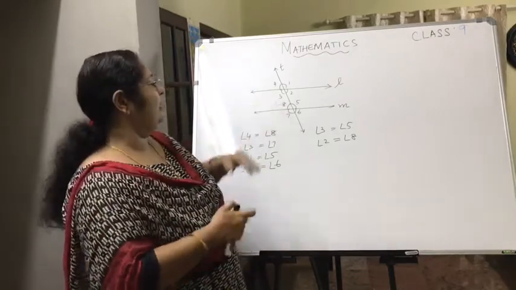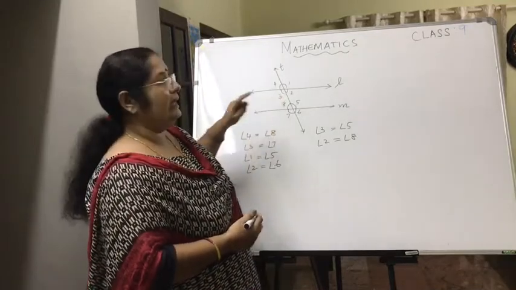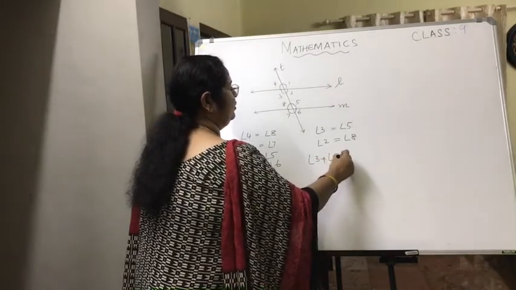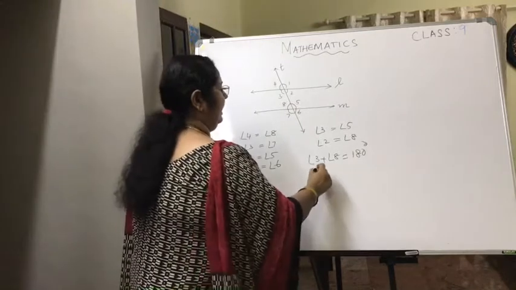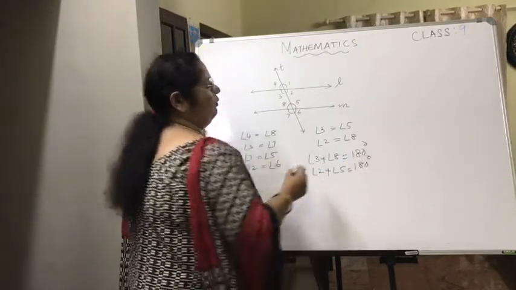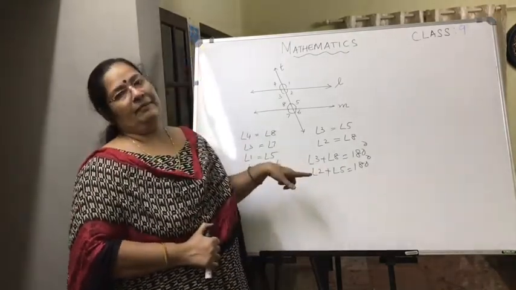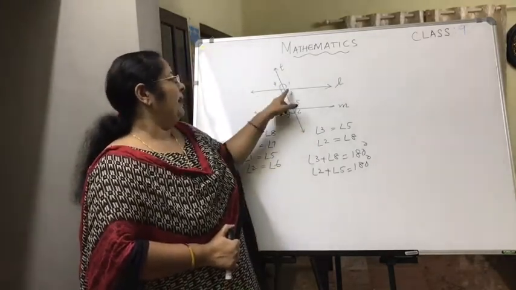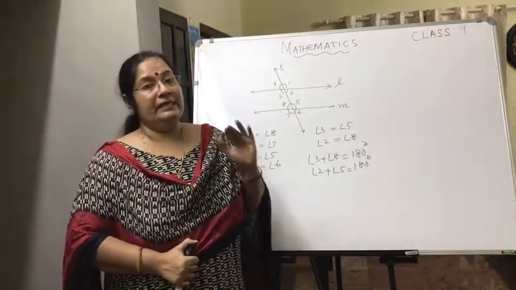Now which are the co-interior angles formed here? Angle 3 and angle 8, angle 2 and angle 5. So angle 3 plus angle 8 should be equal to 180 degrees, and angle 2 plus angle 5 also should be equal to 180 degrees. This is the co-interior angles theorem. That is, when parallel lines are cut by a transversal, the pair of co-interior angles are supplementary.